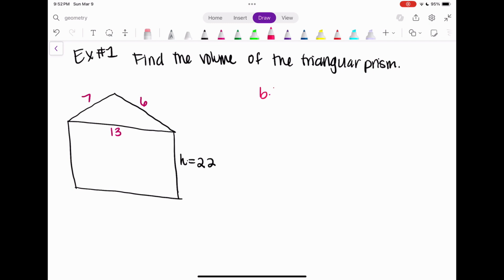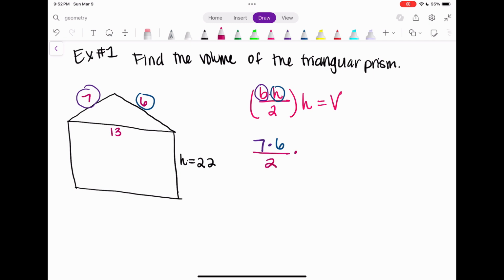So I'm going to write down the formula for my triangular prism. It's going to be base times height divided by 2, and that whole thing is going to be multiplied by my other height, which is equal to my volume. So I'm going to look at my base, my B for my triangle, and it's going to represent 7. So I'm going to plug in 7. Then I'm going to look at my height, which is 6, and I'm going to plug in 6, all divided by 2. So I've taken care of my base, which is my triangle.